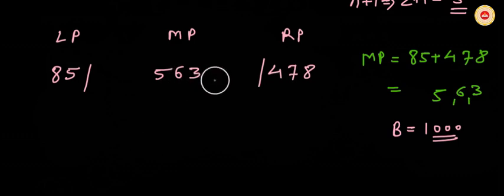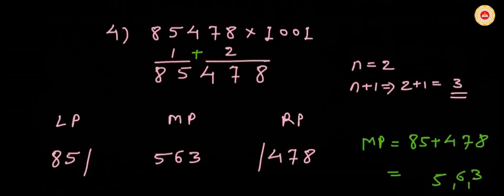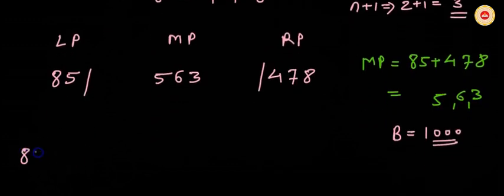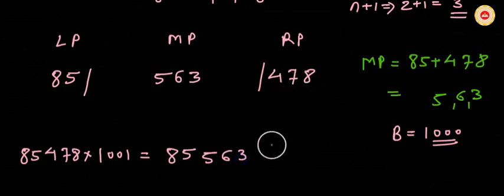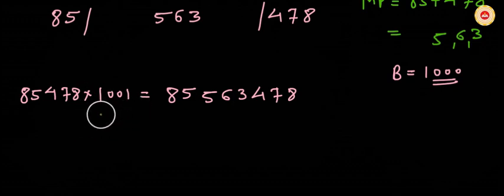Now come to middle part. How many digits? 3 digits. So no need to make any changes. So right part and middle part contains 3 digits each. Now let us write final answer. What is multiplicand? 85478. 85478 multiplied by 1001 is equal to. Start writing answer from leftmost part. Write leftmost part 85 as it is. Write middle part 563 and write rightmost part 478. Correct?